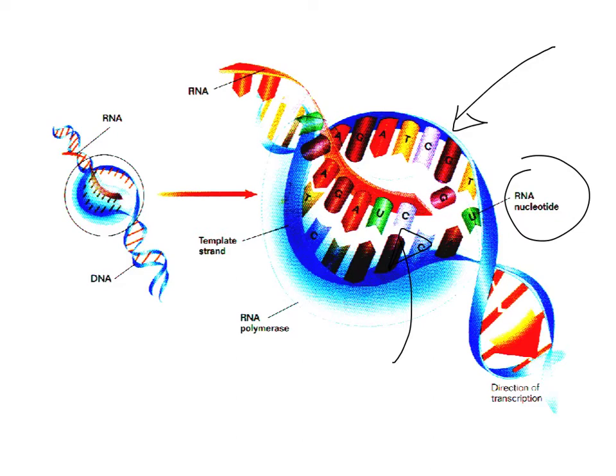You've got adenine, guanine, cytosine, but you've also got a new one, uracil. Uracil replaces thymine in RNA. So in DNA, we've got A, T, C, G. In RNA, we've got A, G, C, and U, with U replacing T.